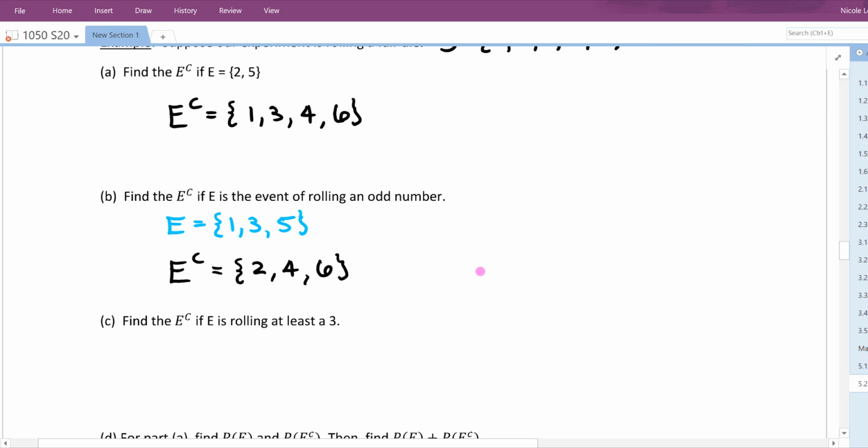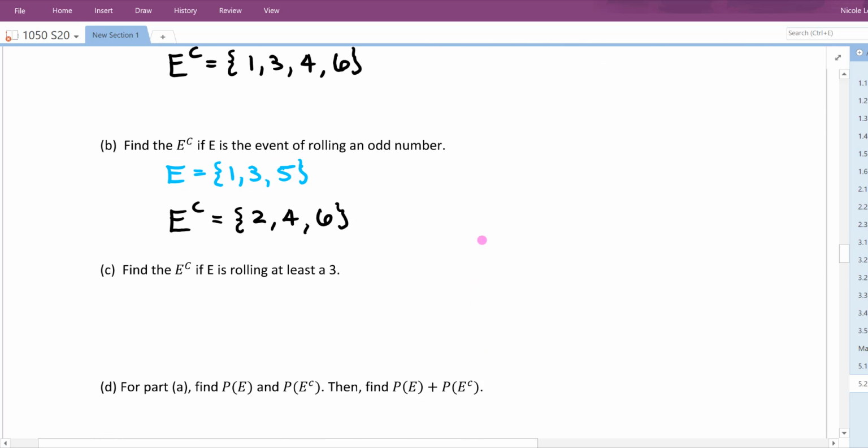Now for part C, it says to again find the complement if E is the event of rolling at least a 3. So, like what we did in part B, let me first list out the outcomes that are in our E.